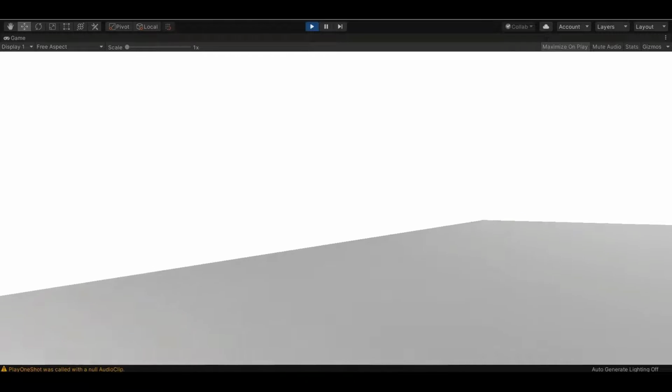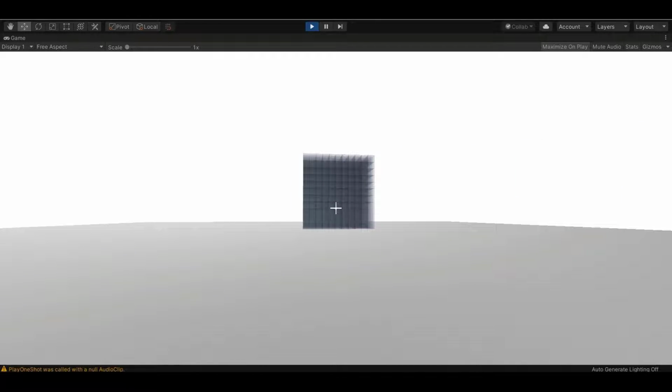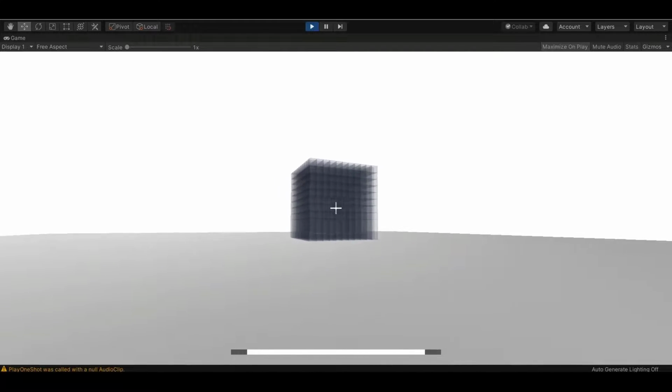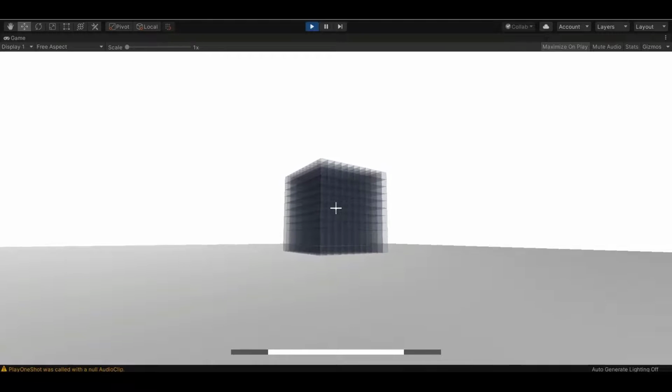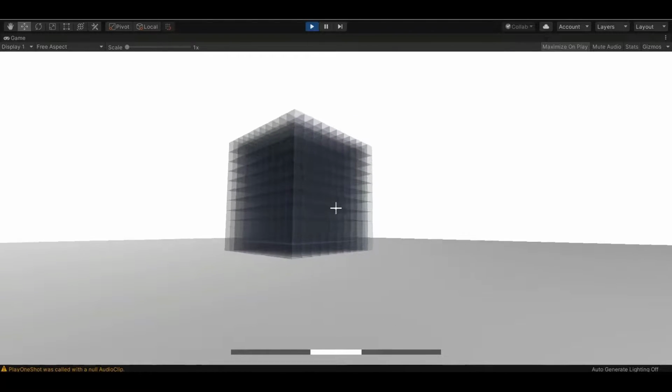Are you ready to see it in 3D? Ladies and gentlemen, here you go. Conway's Game of Life in 3D. Here it is. Look at it. Look at it. How beautiful it is. Okay, are you ready to test it?